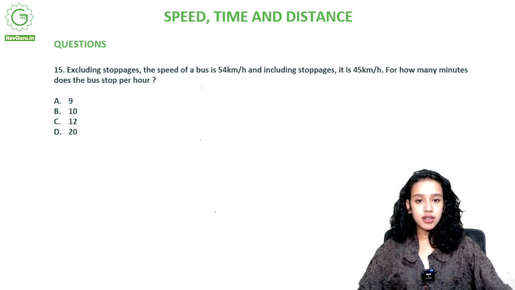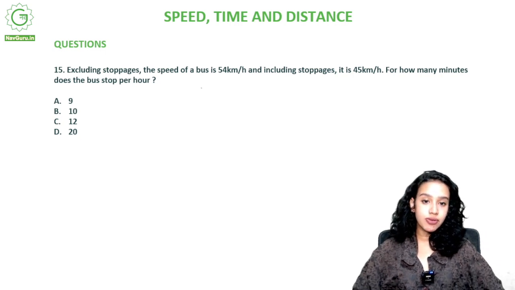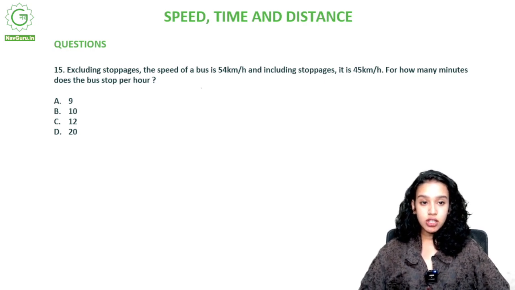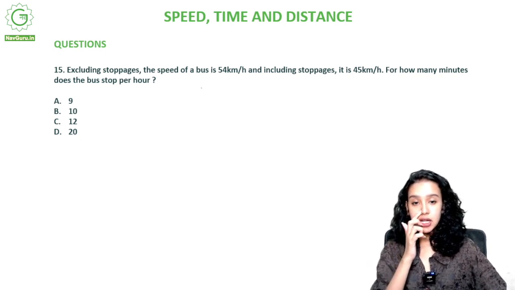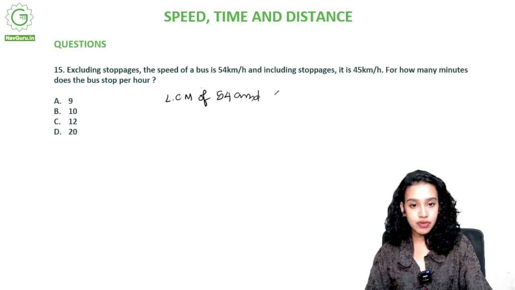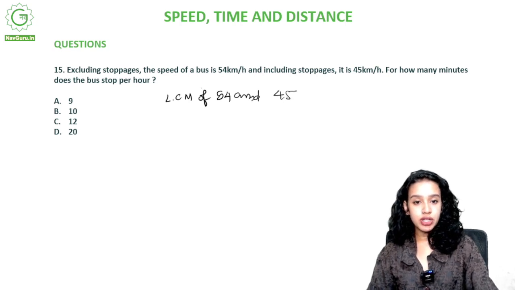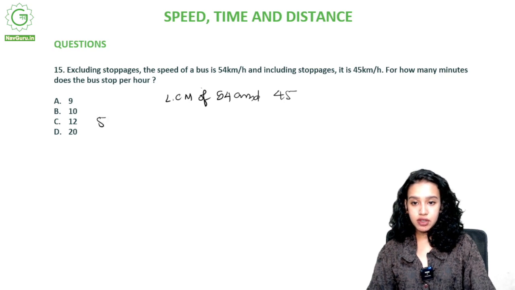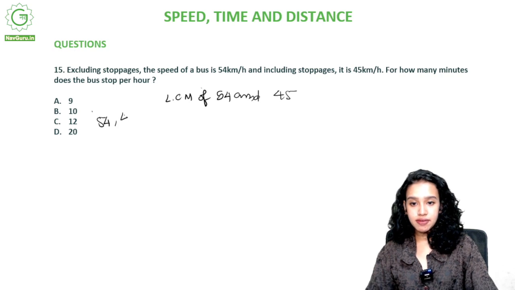Now, okay, so here we have a question where, excluding stoppages, the speed of a bus is 54 km per hour, and including stoppages, it is 45 km per hour. So for how many minutes does this bus stop per hour? So first of all, let's see the LCM, the least common multiple, of 54 and 45, right?